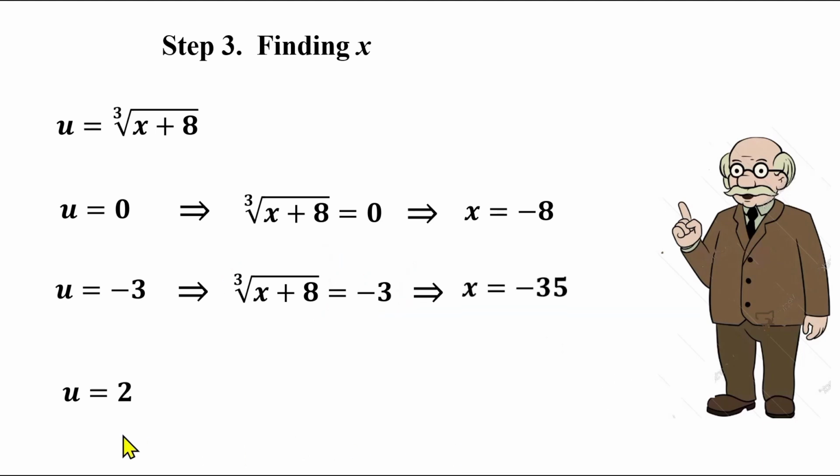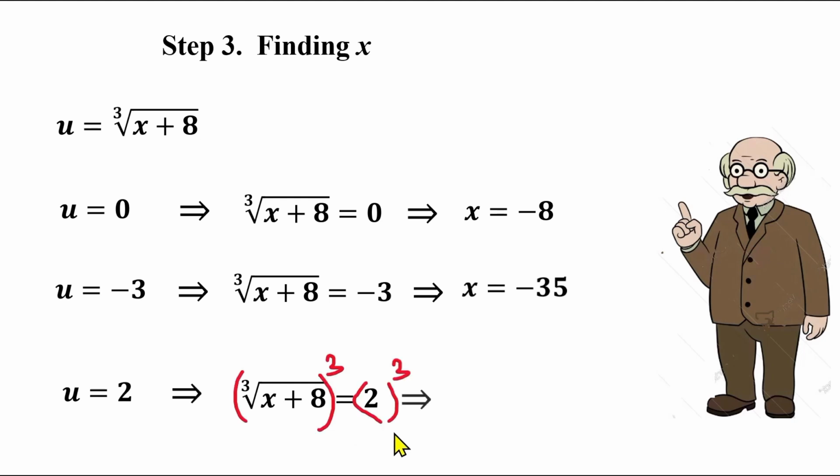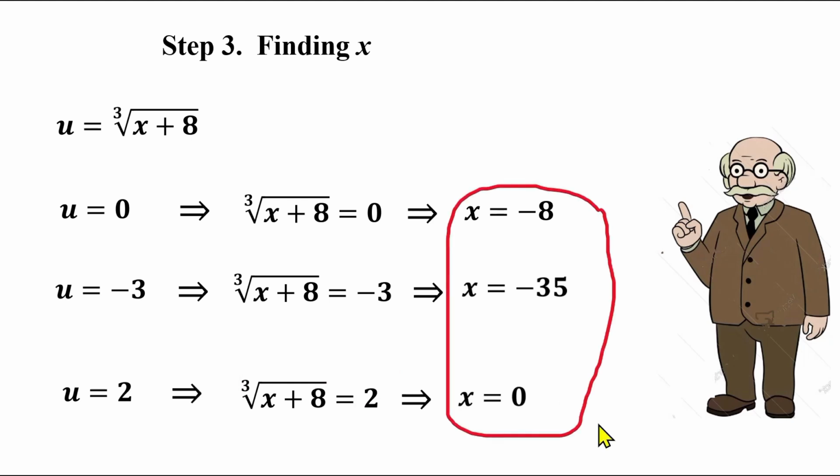For u equal 2, we have cube root equal 2. Cubing, we get the following, and x from here equals 0. Thus, the original equation has 3 roots, these 3 numbers. All that remains is to verify these roots.